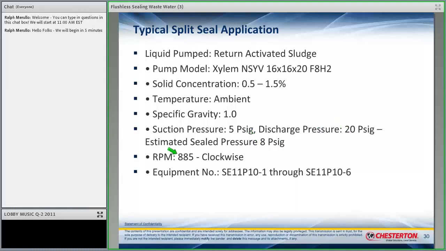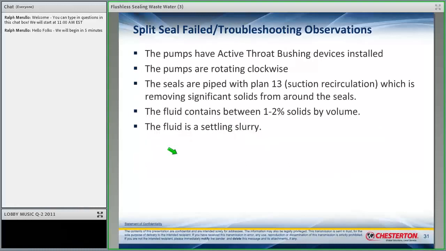Here's the shaft speed, right? We have the equipment numbers. And the seals failed, right? Now, these seals had the active throat bushing technology. They did not have a flush. They had no augmented technology on them. And we confirmed the rotation was correct for the active throat bushing technology. The seals had what is called a Plan 13, a vent line to vent the air out, right?